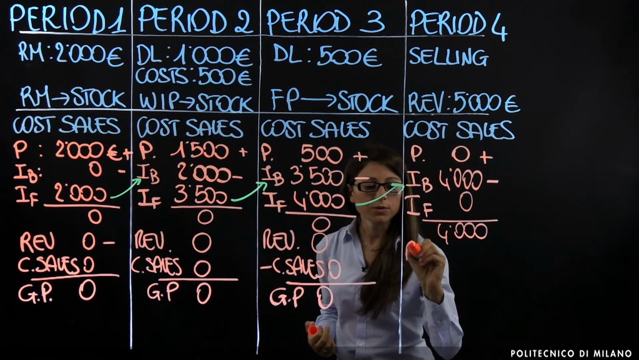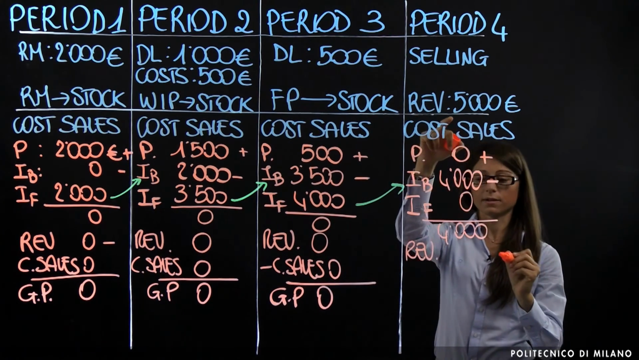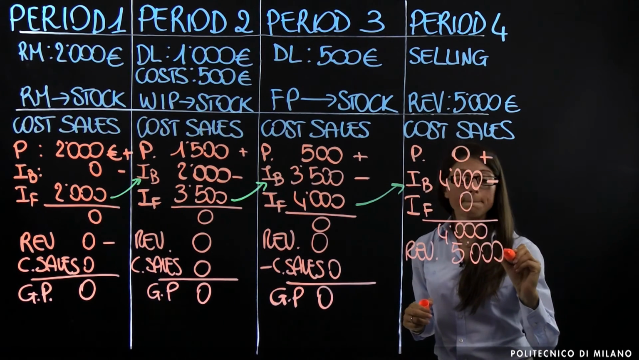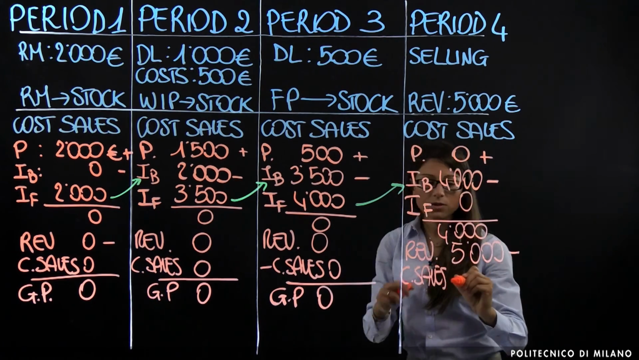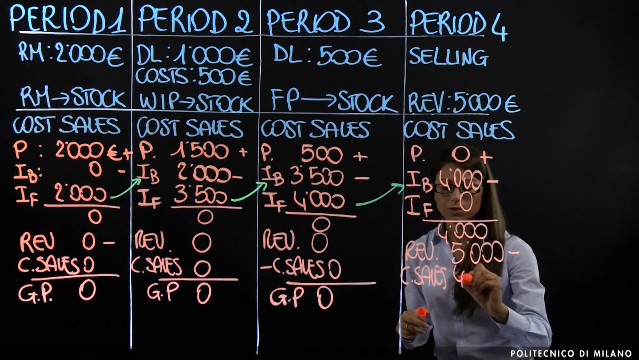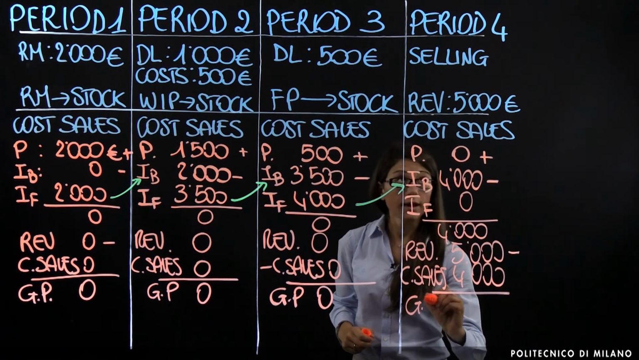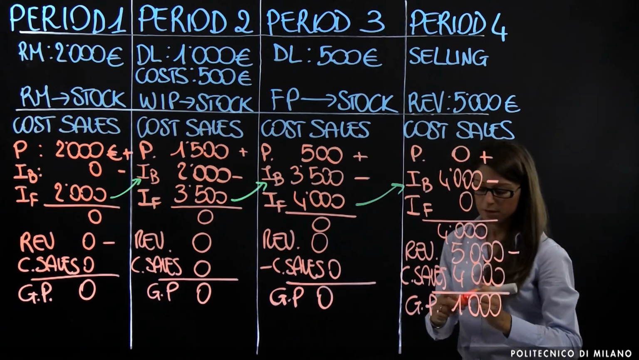We need to identify, first of all, the revenue. And the revenue associated with the selling of the bags is 5,000 euros. So we have 5,000 euros of revenues minus the cost of sales. And the cost of sales is this 4,000 euros. And we can identify the gross profit at the end of period 4, which is 1,000 euros.